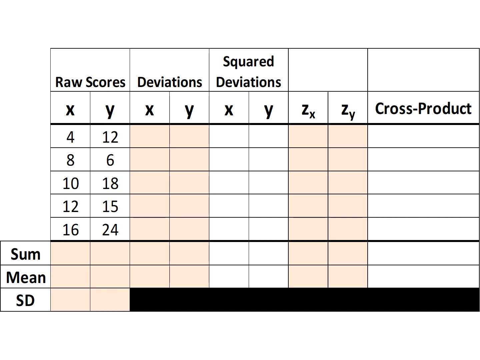The first individual has a score of 4 on variable x and a score of 12 on variable y. The second individual has a score of 8 on variable x and a score of 6 on variable y, and so on. This is the way data sheets are set up in Excel or SPSS. Each row represents a different individual.